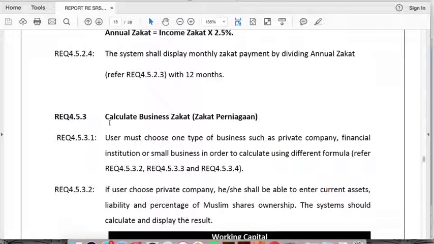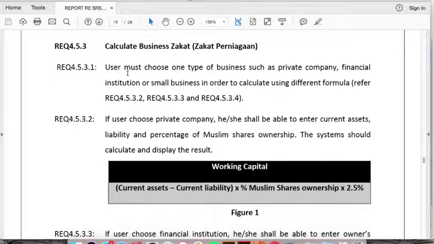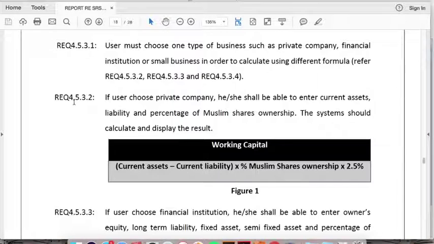Next, we're moving on to requirement 4.5.3, which is calculate business zakat. The first requirement is the user must choose one type of business such as private company, financial institution or small business in order to calculate using different formula. In requirement 4.5.3.2, if the user chooses private company, he or she shall be able to enter current assets, liability and percentage of Muslim share ownership. The system should calculate and display the result.